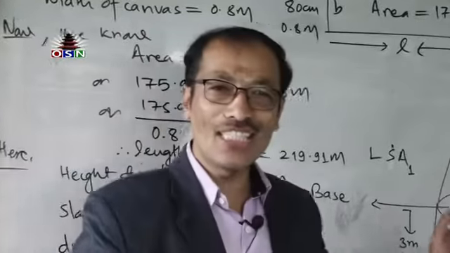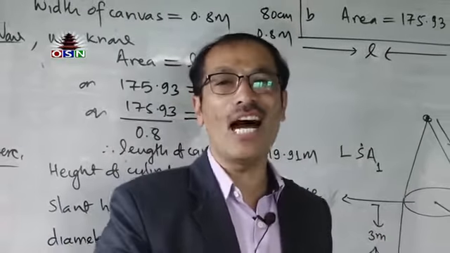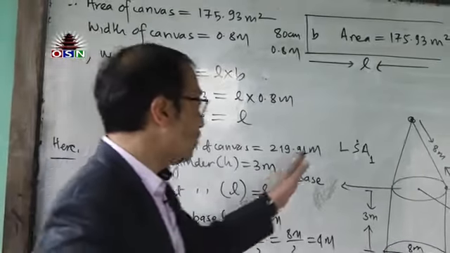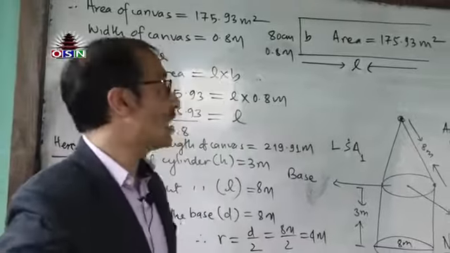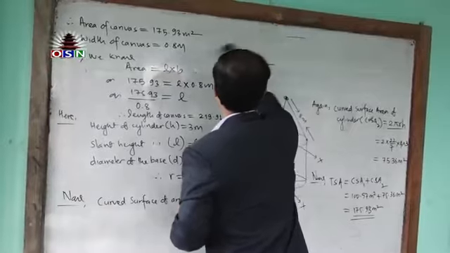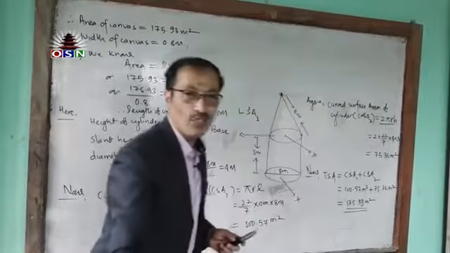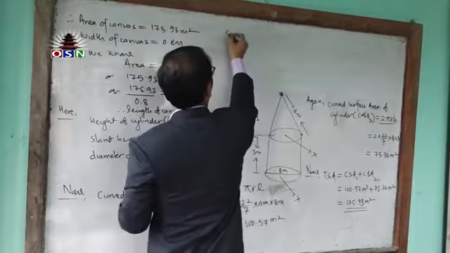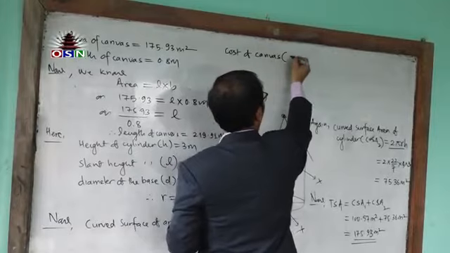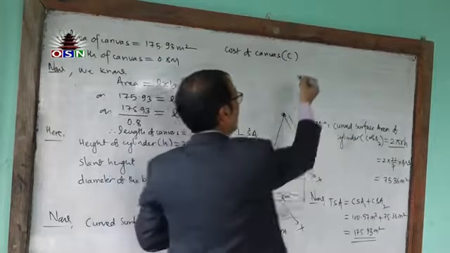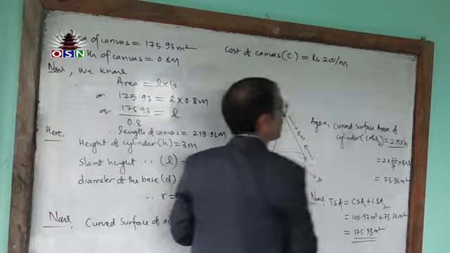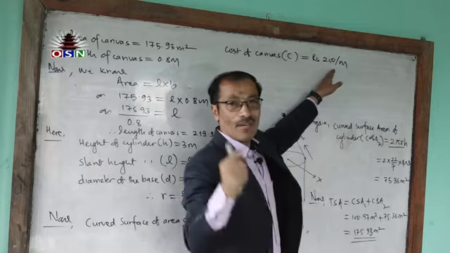But the question is not asking you for the length of canvas only. The question is asking you to find the total cost. What is the total cost required? To find the total cost, one more piece of information is given. The question has said that it costs rupees 200 per meter. This is the cost of canvas. The rate is denoted by C. C represents the cost of canvas per meter. It means this is the cost of canvas for 1 meter.